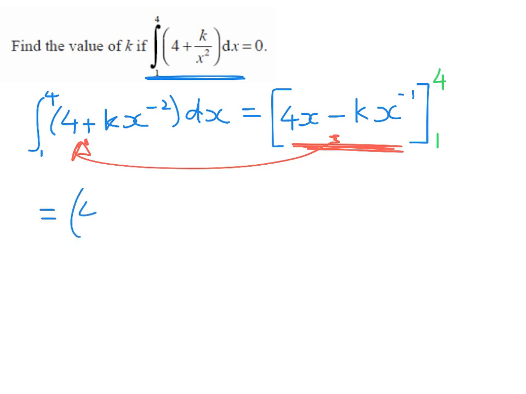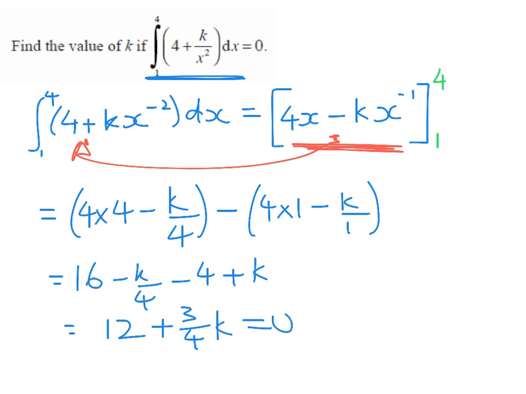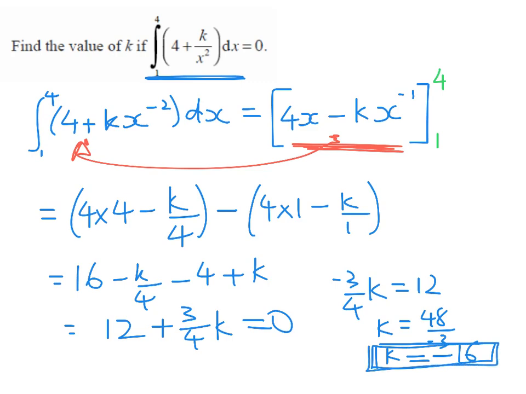So 4 4s minus kx to the negative 1, so that's k divided by x, which is 4, minus 4 1s minus k divided by 1. So putting that all together, we get 16 minus k on 4 minus 4 plus k. So that gives me 12 plus 3/4 k, and now that has to equal 0. So negative 3/4 of k equals 12, and we get k is 48 on negative 3, so k is negative 16. I'm sorry, that's very squished there, but hopefully that all works. Okay, so that was a little achieved question. Feels like quite a bit of work for achieved, but it's a straightforward application of what is a definite integral.